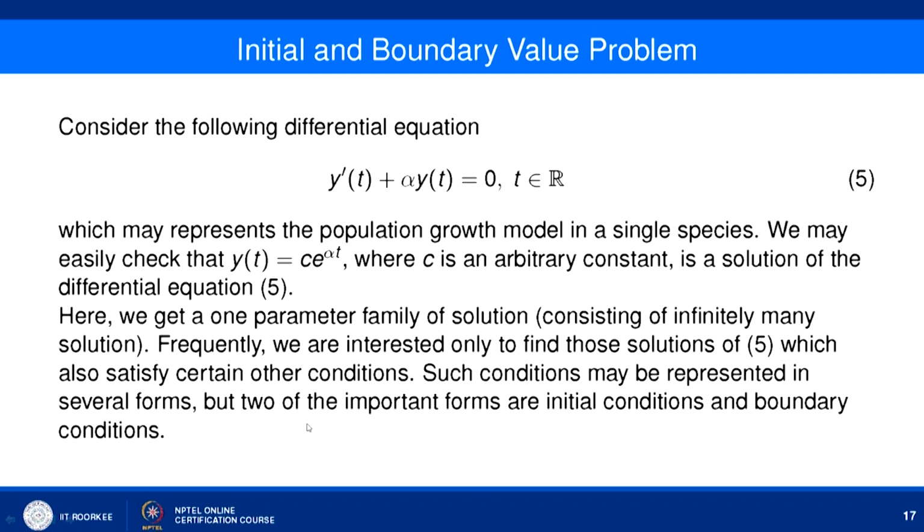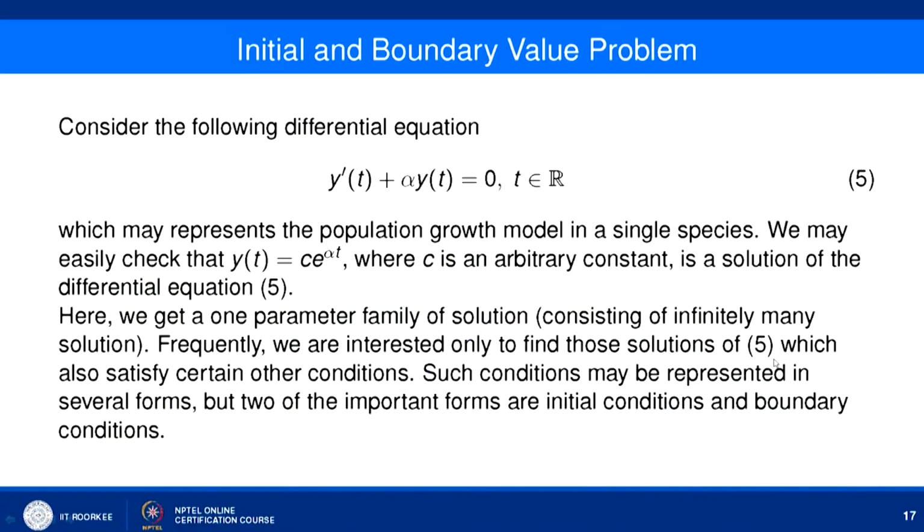And frequently we are interested only in finding one solution, because whenever we have a real world problem and we are formulating it as an ordinary differential equation, we are only interested in finding a unique solution rather than having infinitely many solutions. So, we are interested only in those solutions of 5 which also satisfy certain other conditions. Such conditions may be represented in several forms, but two of the important forms are initial conditions and boundary conditions.